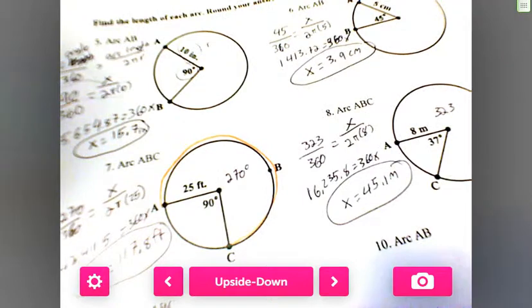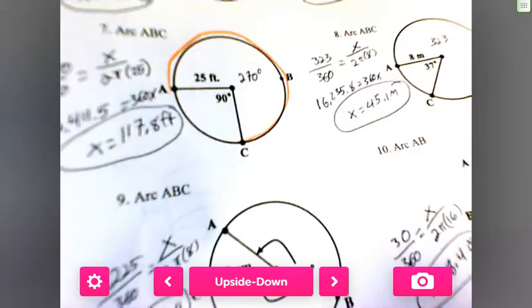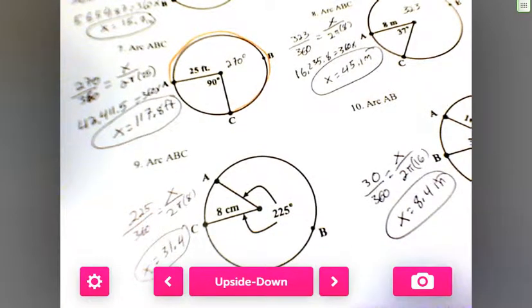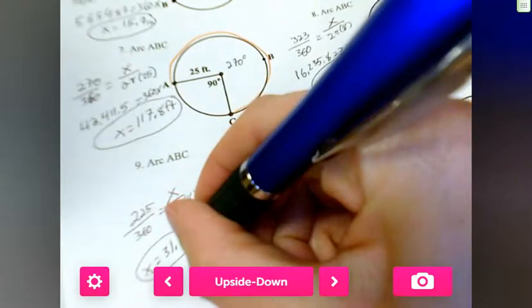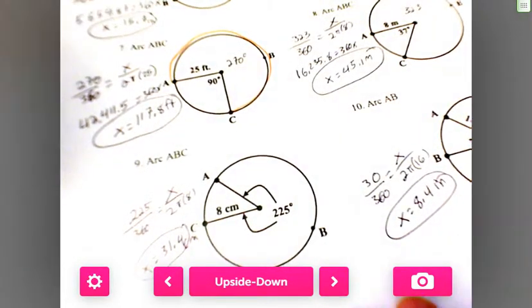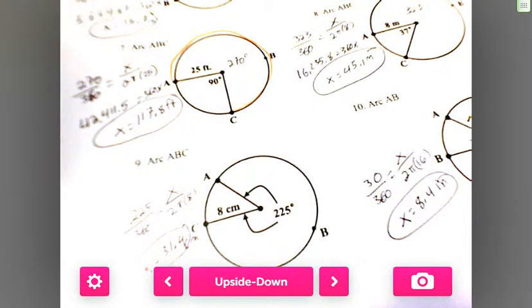Okay, ready? Number 9, I get 31.4 centimeters. And number 10, I get 8.4 inches. Feeling pretty good about that? Okay, we're going to go to your cylinder homework, and we're going to do one for surface area and one for volume.